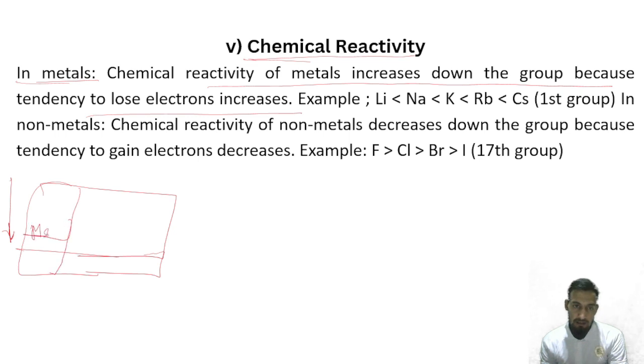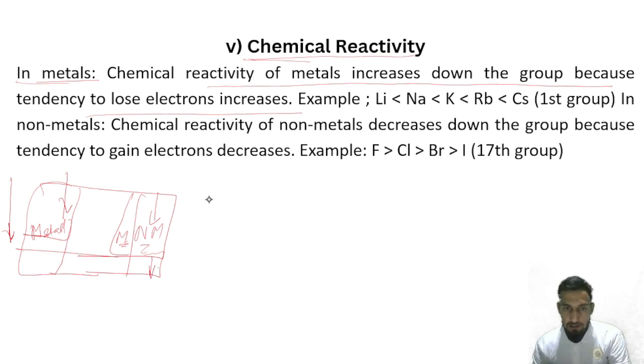They are metallic in character. And the rightmost elements, they are non-metallic in character, and in between there are some metalloids. They have the properties of both metals and non-metals. So in metals, the chemical reactivity of the metal side increases down the group. Why? Because on moving down the group, there is more tendency to lose electrons. Similarly, for the non-metallic side, we say that there is less chemical reactivity on moving down the group because the tendency to gain electrons on moving down the group decreases.